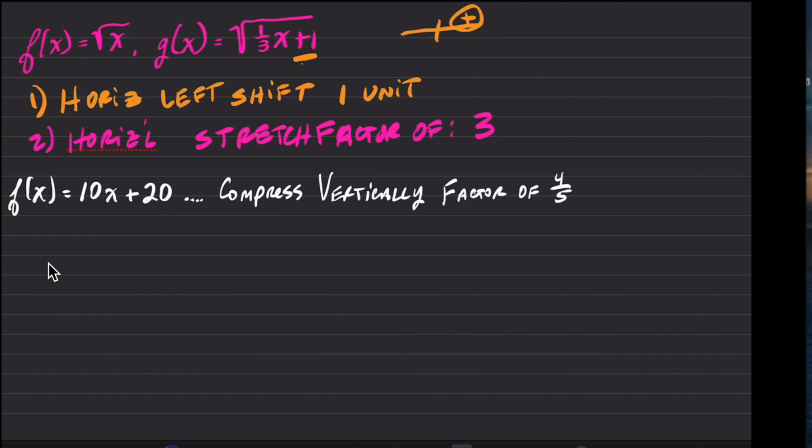Okay, so the important thing to realize, folks, right here, is that if you don't see a parentheses, then that 10 is considered outside of the parentheses. No parentheses means that's outside the parentheses. So in other words, we can rewrite this here in green as 10 x plus 0 plus 20, outside of the function.